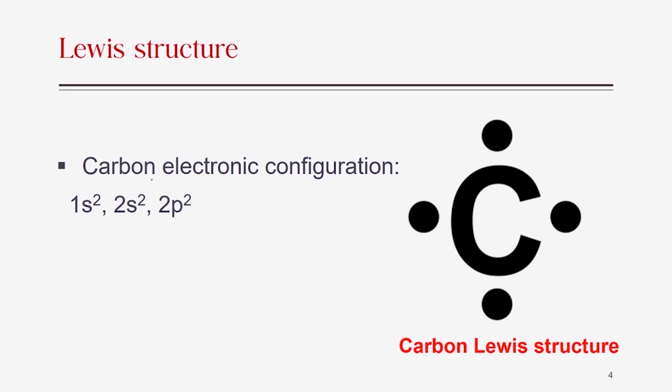For example, here we have carbon that has 6 electrons. The electronic configuration of carbon in the ground state, like we saw before, is 1s2, 2s2, 2p2. The 1s electrons are considered to be inner electrons, and the 4 electrons in the 2s and 2p are the valence electrons. The Lewis structure that represents carbon is the symbol surrounded by 4 valence electrons.